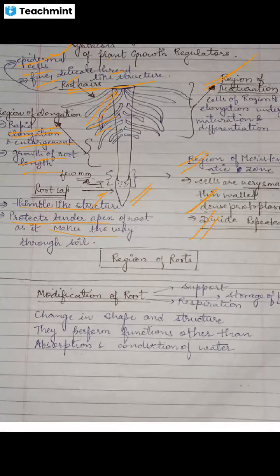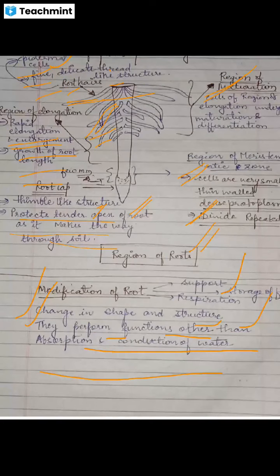Now, modification of the roots. In modification of roots, the primary function is absorption of water, but if the root performs some other function because of its modification, it is modified to perform different functions, like support, storage of food, and respiration. So they change the shape and structure and perform functions other than the absorption and conduction of water.